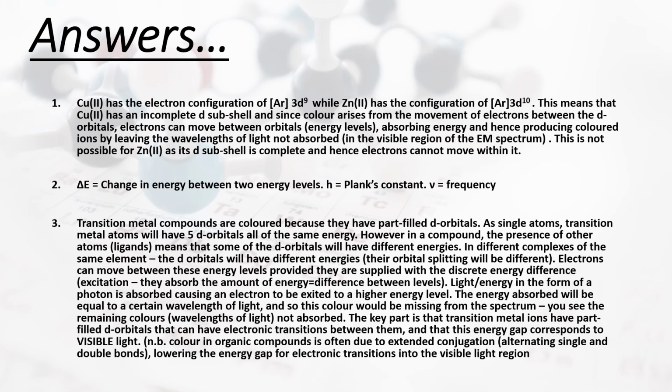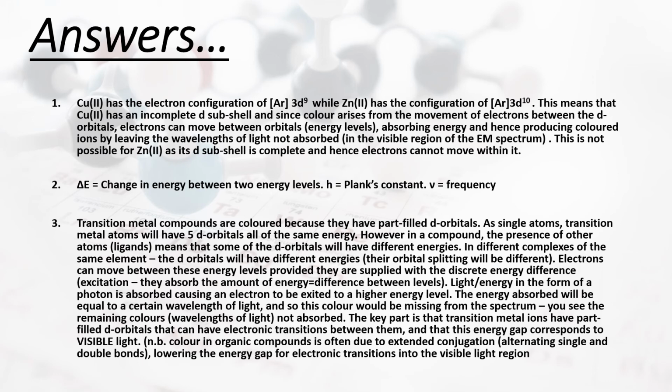Second question, we were given the equation delta E equals h nu, and asked to explain what each of the terms were. So delta E is simply the change in energy between 2 energy levels. When we saw our octahedral and tetrahedral systems, we saw this splitting, the 5 d orbitals splitting to either have 3 above, 2 below, or 3 below, 2 above. And so delta E is that change in energy between those 2 energy levels.